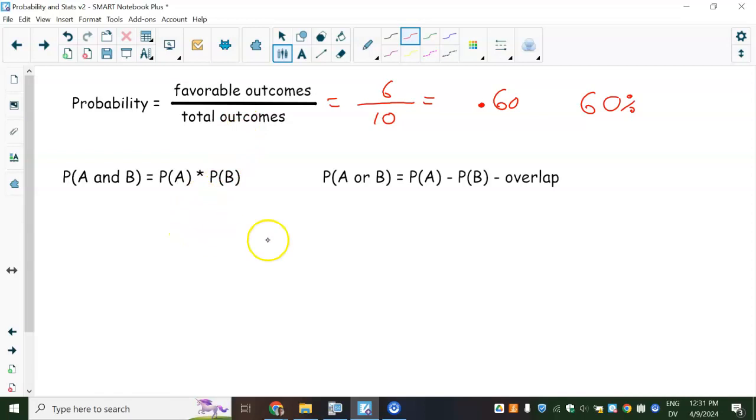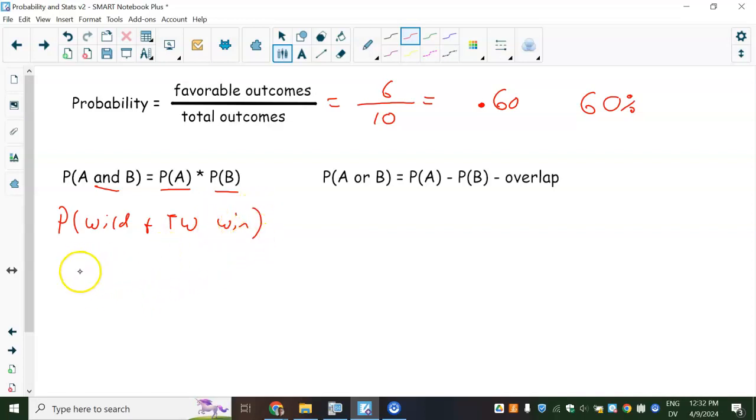Okay, and then a couple others. On a lot of probability ones, my advice is just do what makes sense, to be honest. But that being said, if the problem mentions "and," oftentimes what you have to do is multiply the individual probabilities together. So let's say the one I always use: what's the probability the Wild win the Stanley Cup and the Timberwolves win the NBA Finals?